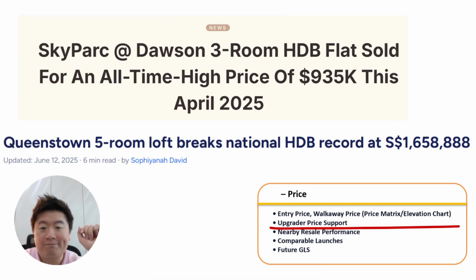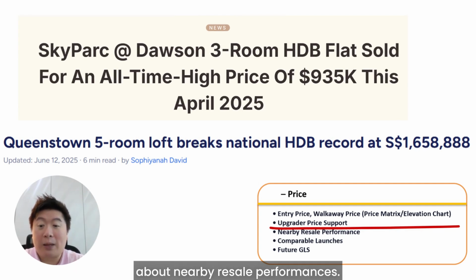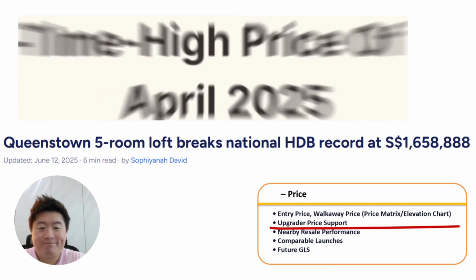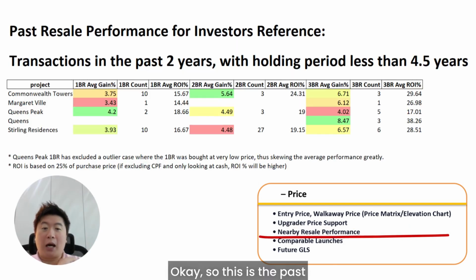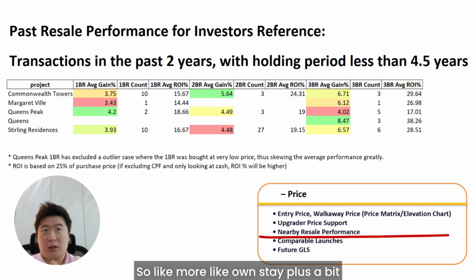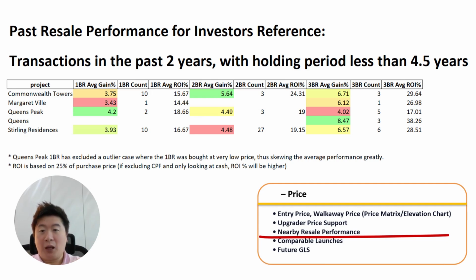All right, now let's talk about nearby resale performances. Okay, so this is the past resale performance. These are the projects that we are looking at. So actually, there's more, but I'm splitting the analysis into two different types. One with holding period less than 4.5 years, so that's more for investors' reference, and then another for holding period more than 4 years, so more like own stay plus a bit of interest in investment per se, or the capital appreciation per se.